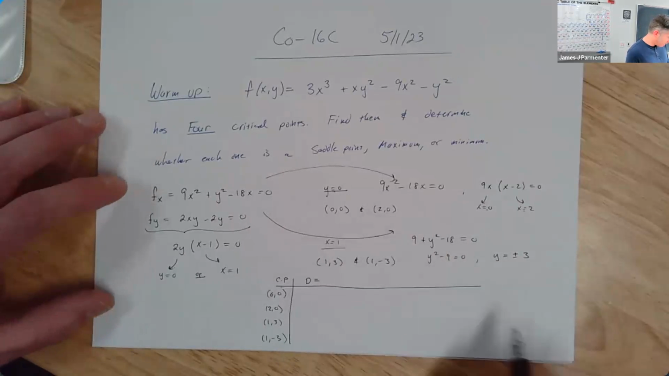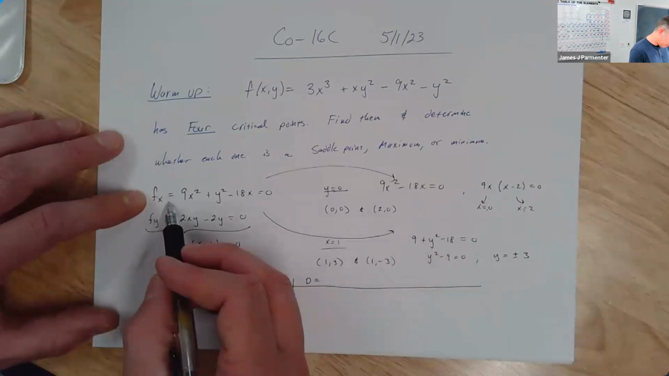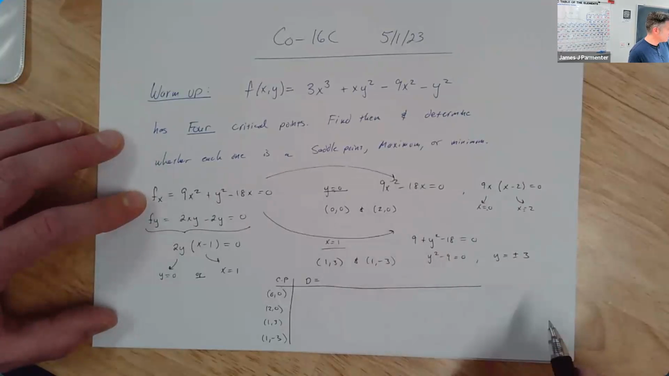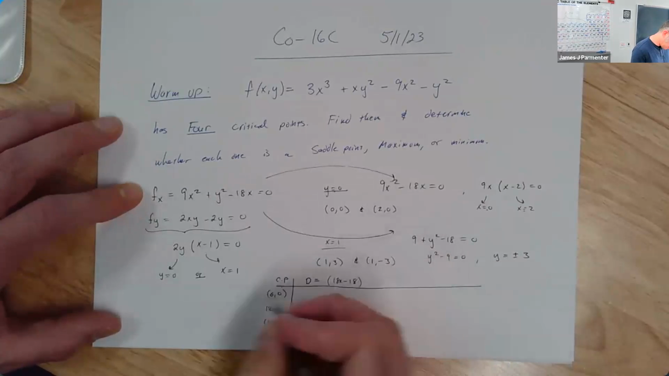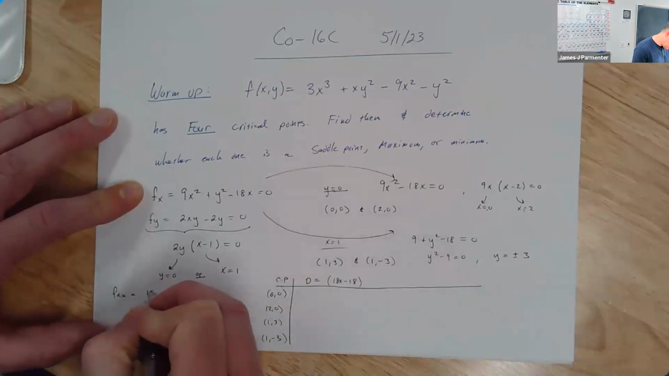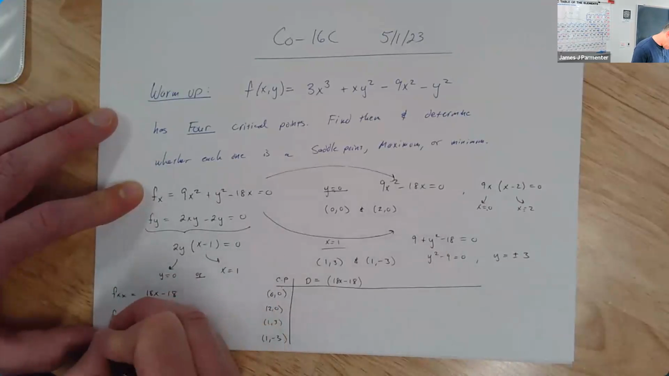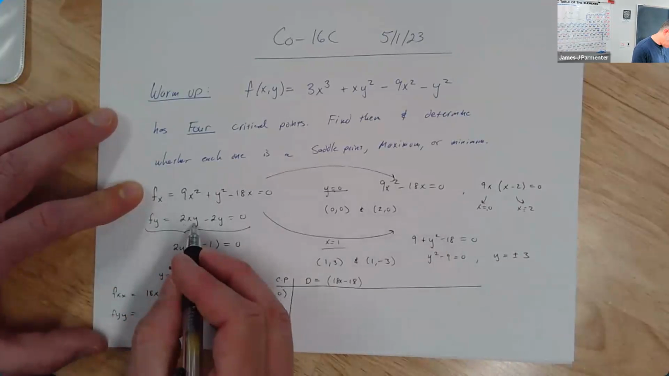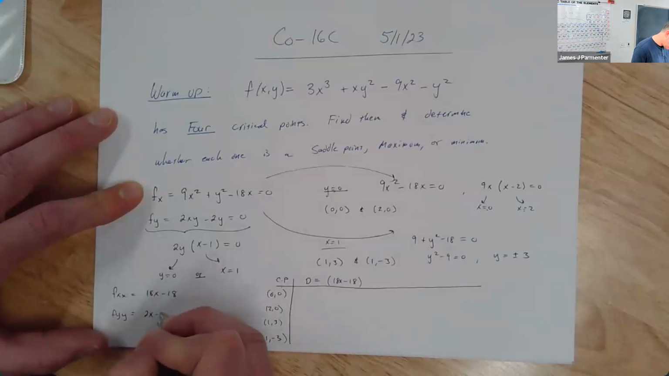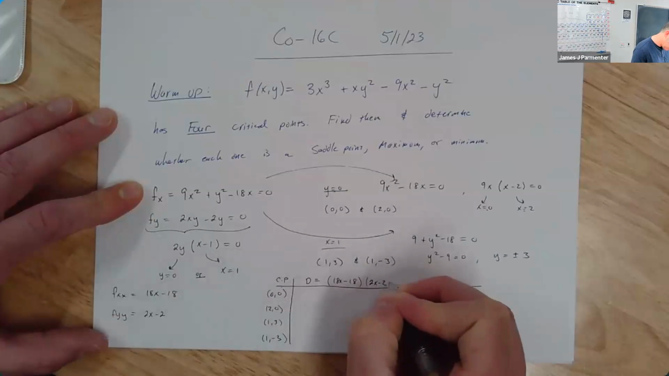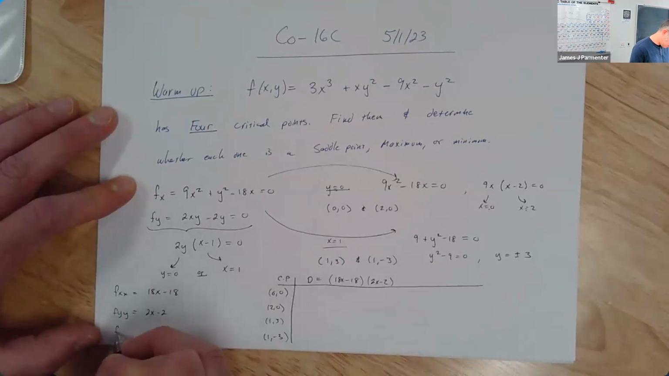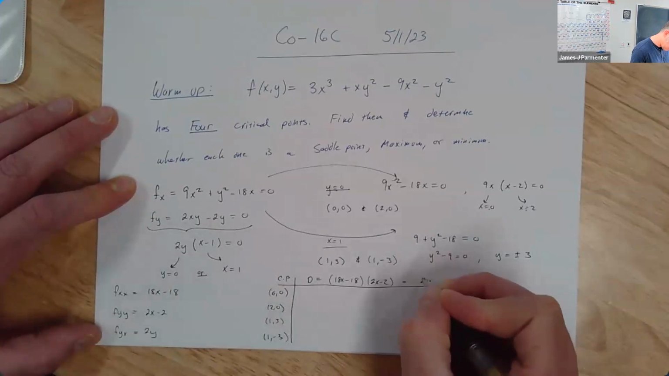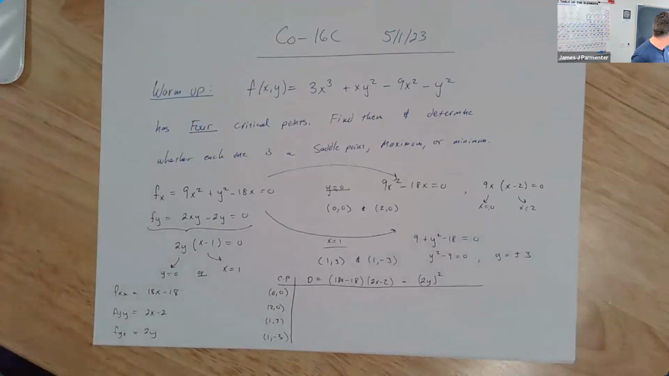So taking my fxx, fxx is going to be 18x minus 18. I guess I can write that over to the side too. Fxx is 18x minus 18. Fyy is 2x minus 2. And fxy or fyx is going to be 2y. That's D.